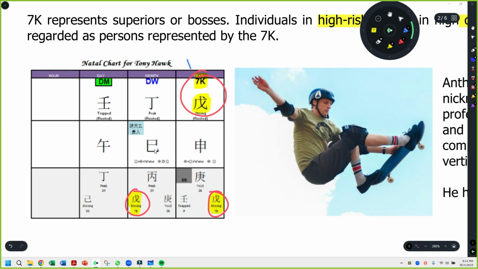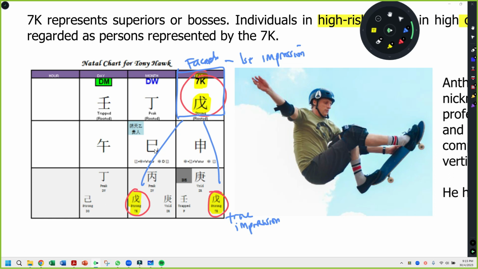And this represents the person's facade. This represents the first impression that people see. This is called the first impression. And this impression is rooted. Therefore, it also represents a true impression. So the first impression is also the true impression.